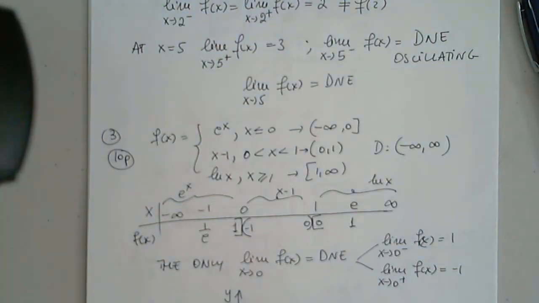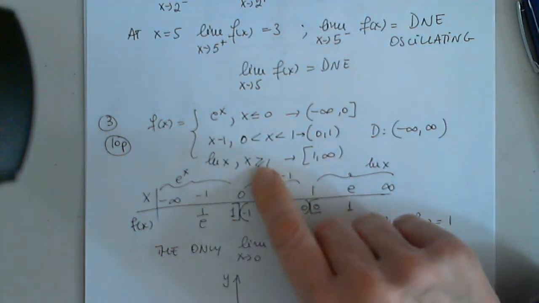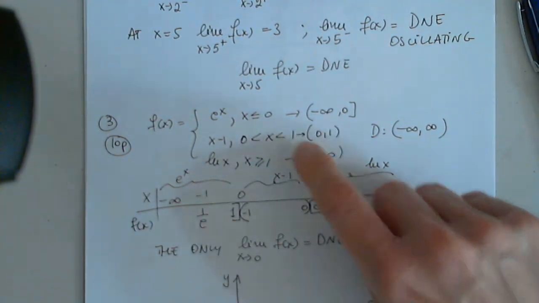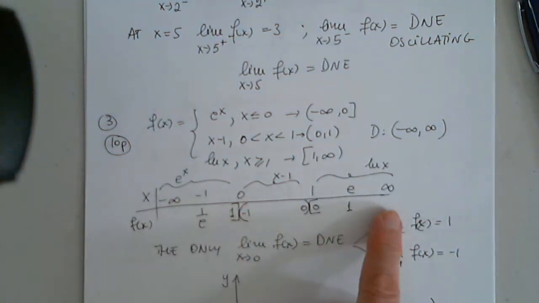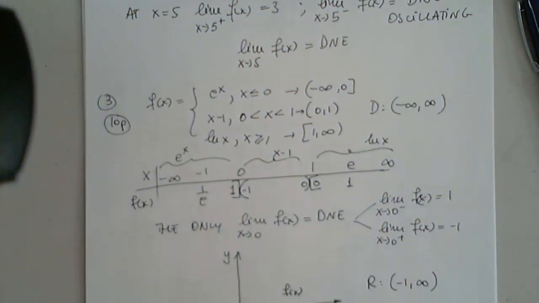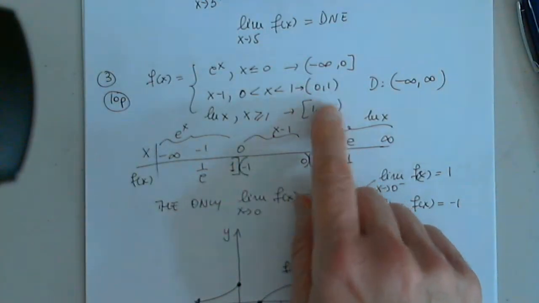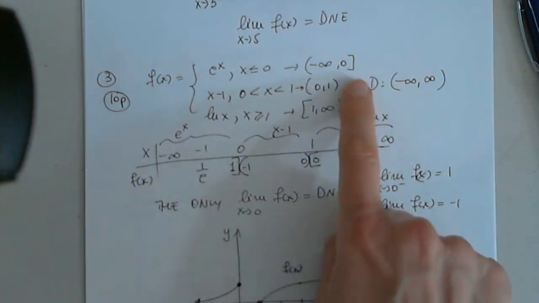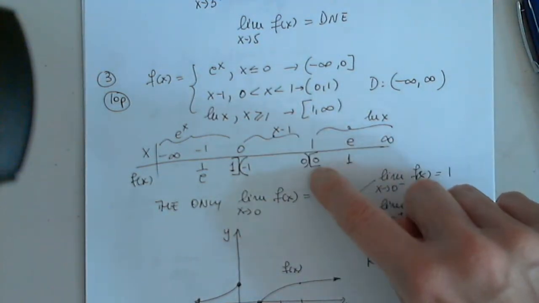This was a piecewise defined function. We were asked to graph it. I changed all these 3 intervals from inequalities into interval notation. I realized that the domain is -infinity to infinity. And then I presented the important points, 0 and 1, bracket on the left, parenthesis on the right, parenthesis on the left, bracket on the right.